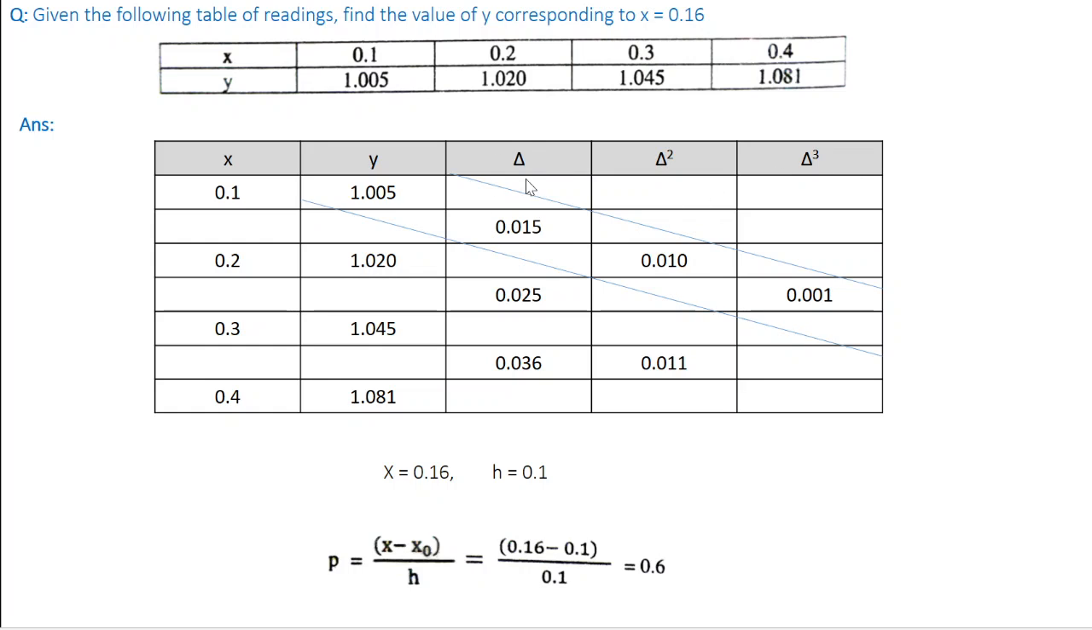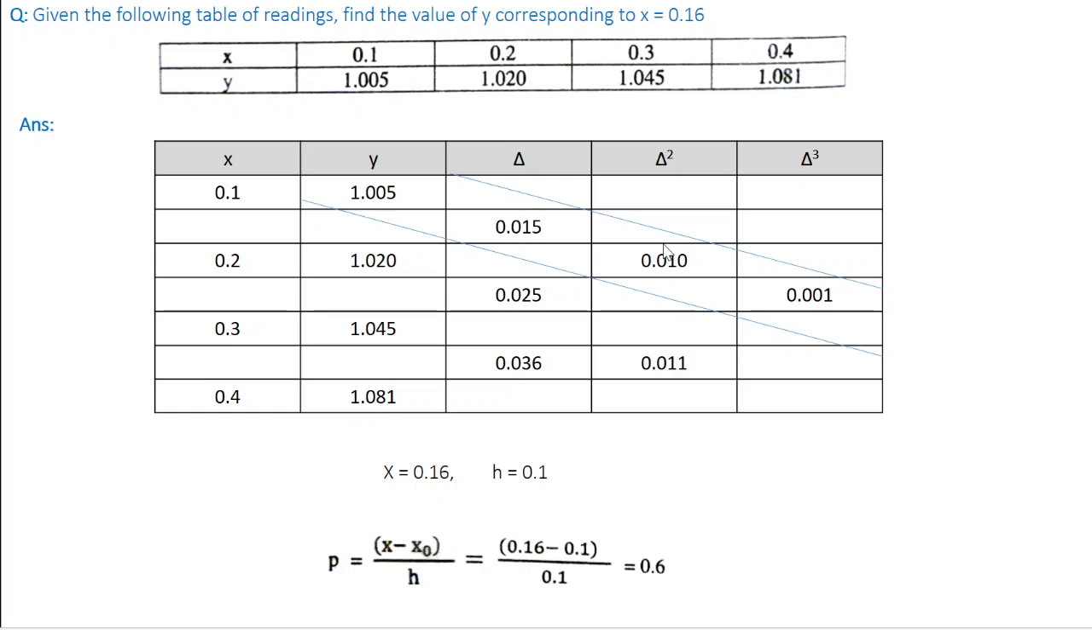Okay. Let's first find out the first difference terms. So take the difference between the successive y values: 1.020 minus 1.005, 0.015. Similarly, you find all other terms. Then find the difference between the successive first difference terms. That will give you the second difference term. So 0.025 minus 0.015. This is 0.010.